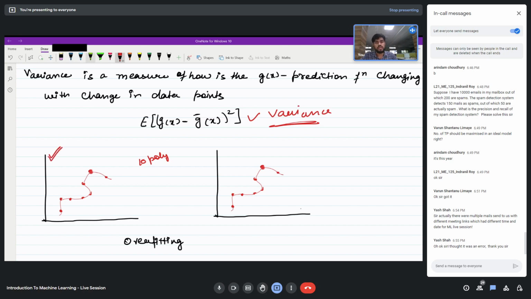Now, when we took another sample, what happened? These two data points got swapped. This point became this, this became this. So now if you try to fit the function, it would look something like this. If you see the red line and the green line, there is a lot of difference between these lines in this region. So even with slight variation in the data points, I am getting two very different curves. So the variance over here is very high.